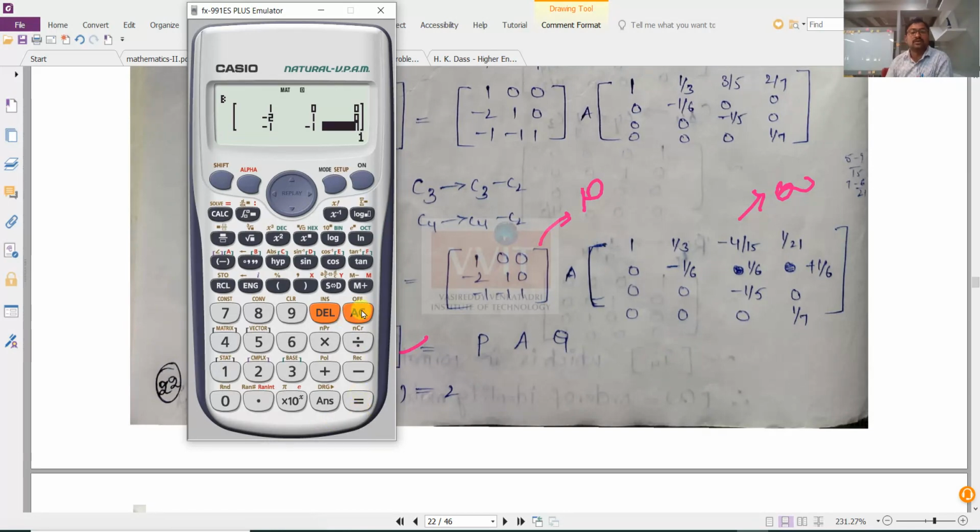So this one. Now its determinant I am supposed to check. Shift 4. I want the determinant of matrix B. Again shift 4. Matrix B is the 4th option. Close it. I got 1, which is non-zero. That's what.